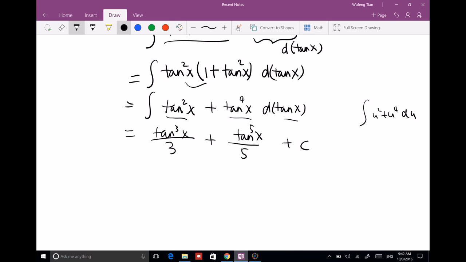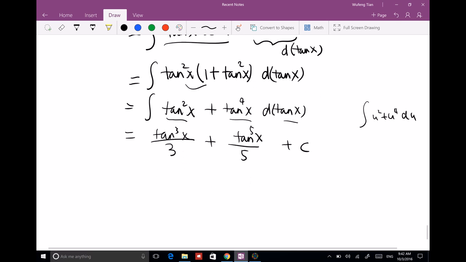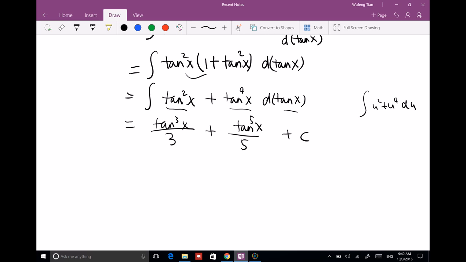Okay, the first one was for even. You see secant is even. Now what if, second case, the power of tangent is odd? If the power of the tangent is odd and positive.